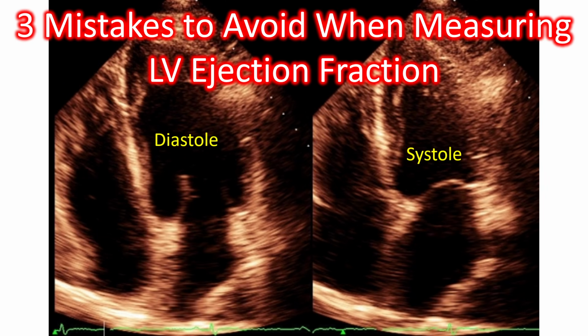Measuring left ventricular ejection fraction is a cornerstone of cardiac assessment, but it's surprisingly easy to get pretty numbers that don't reflect the heart's true function. Whether you are using the Simpson's modified method, biplane method of discs, or 3D modeling, avoiding these three common pitfalls will significantly improve your diagnostic accuracy.